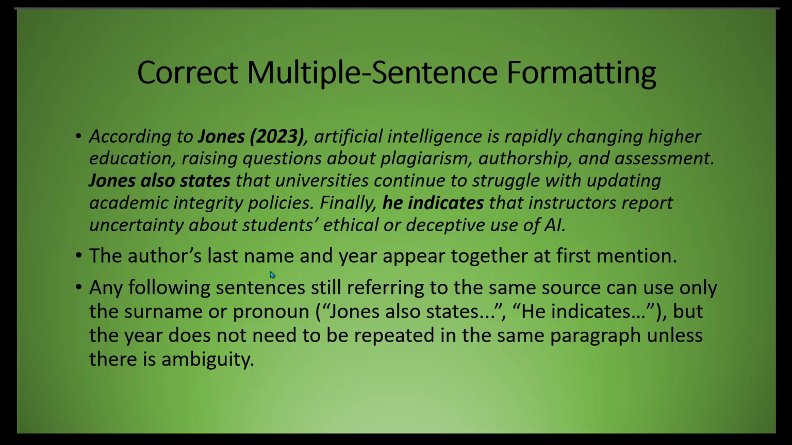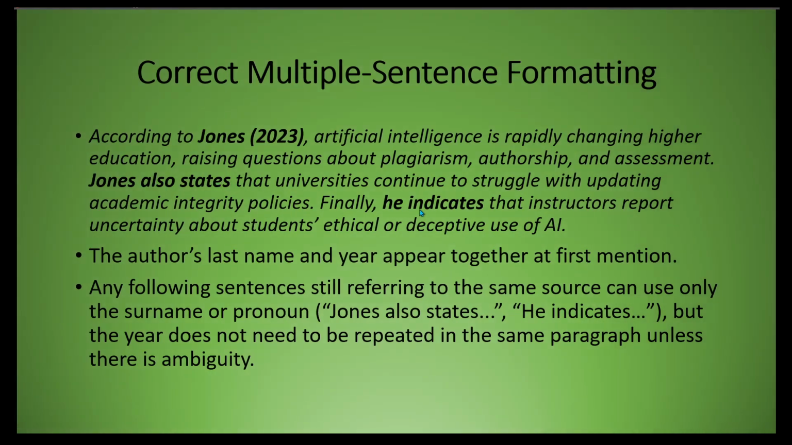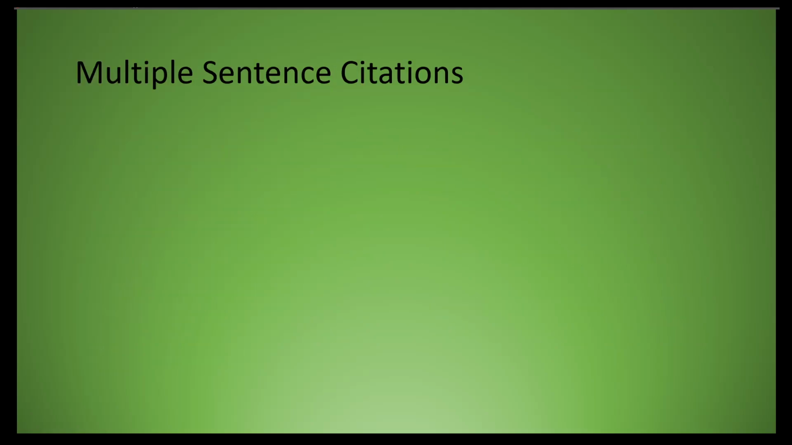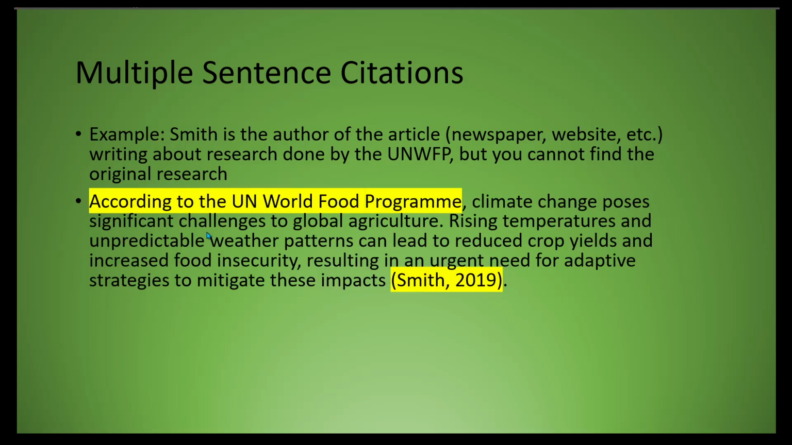So this eliminates all the ambiguity. You are saying Jones wrote this idea, Jones wrote this idea. Okay, so this is how you do multiple sentence formatting. Here's another example. Smith is the author of the article, a newspaper or website, writing about research done by the United Nations World Food Program. But you can't find the original research. So you need to cite Smith. Okay, here's how you would do it.